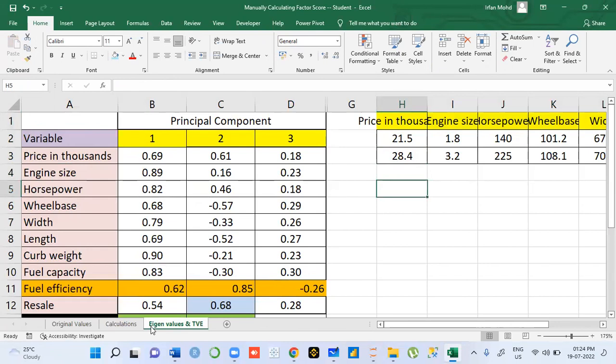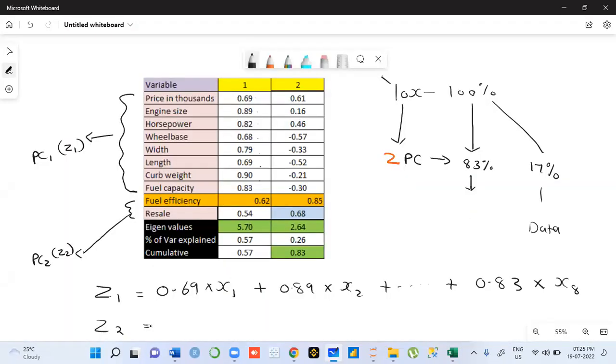Is this clear from the equation? Z1 into X1 plus Z2 into X2 plus Z3 into X3. This way you keep on multiplying. Once you keep on multiplying, you get one column for Z1, one column for Z2. That becomes your PCA group. We will do it in Python, don't worry. Is the concept clear for you? Anisha, Ragini, Priyanka. Yes, sir.